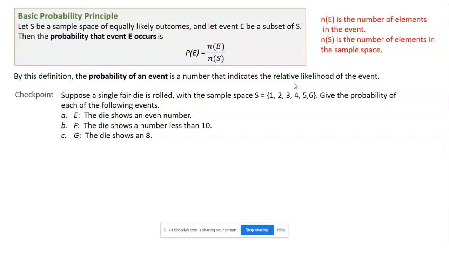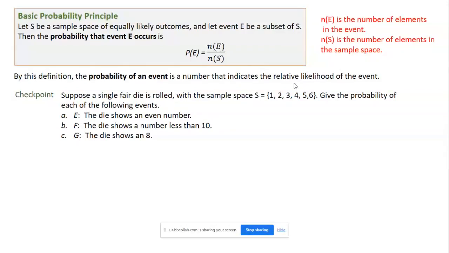So what that means is that if there's a 90% chance, that's the likelihood that it's going to rain, right? So again, it's the likelihood of an event happening, and the values are only between 0 and 1. So let's look at this checkpoint.